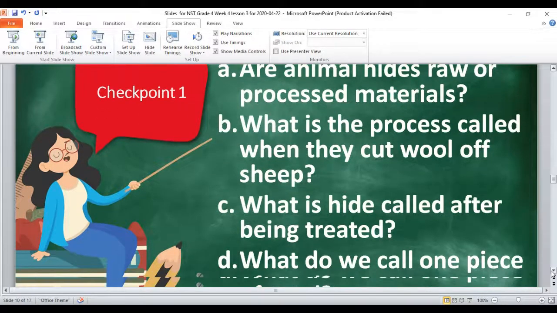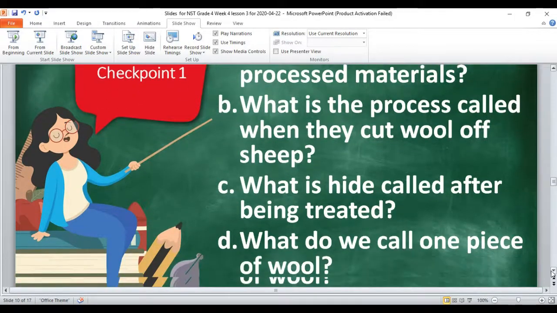Number D, what do we call, I don't see it correctly here. Something is covering it here.